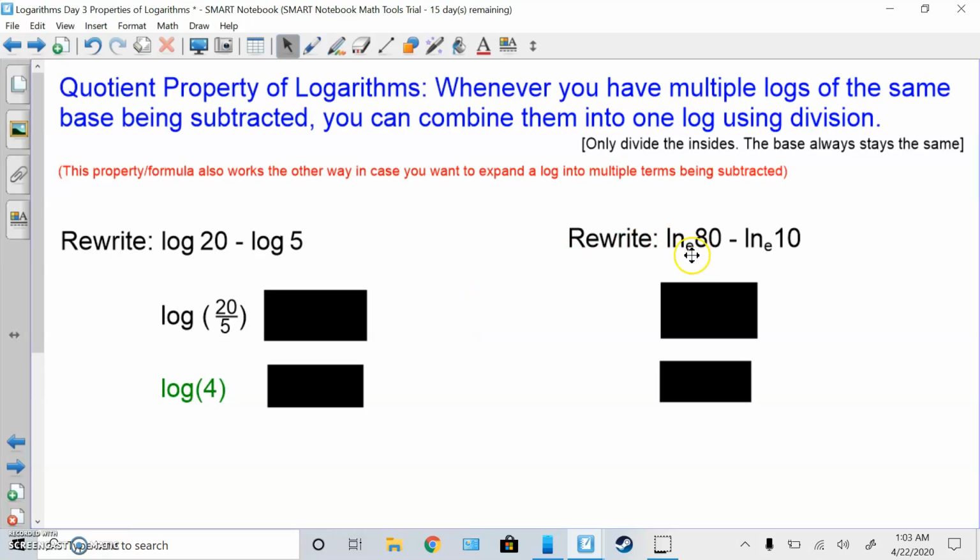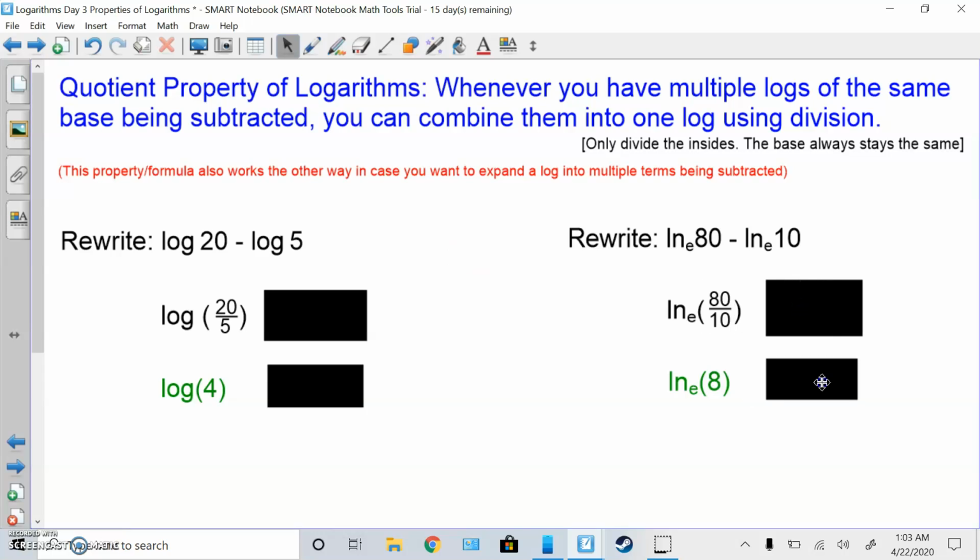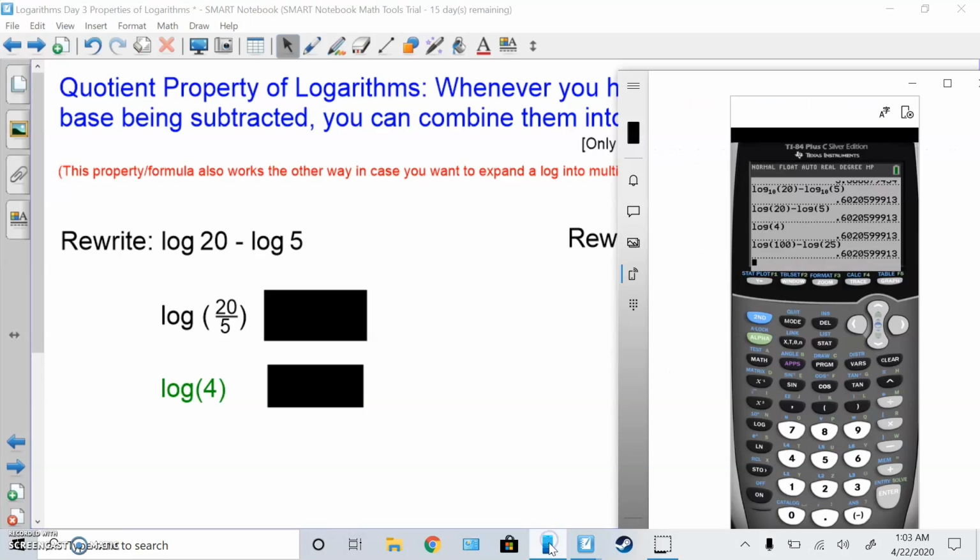Alright, last problem. ln, and they gave us base e this time, but it's always e for ln. But anyways, ln of 80 minus ln of 10. They're both the same log base e. I can make a single log base e, divide the insides, 80 by 10. Well, that's 8. So let's check this.